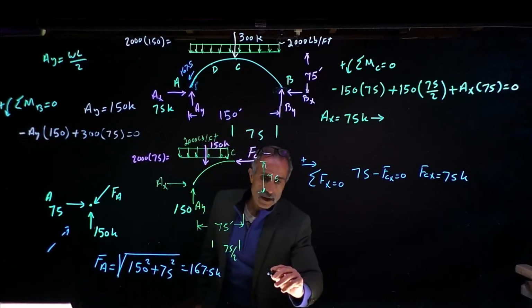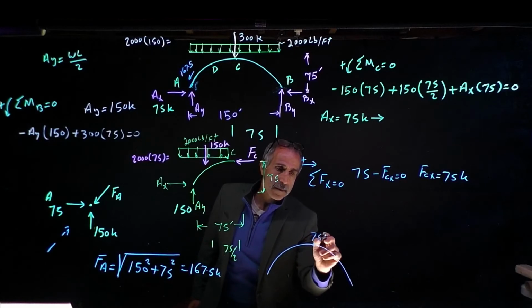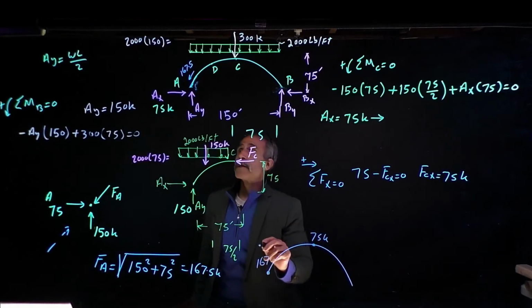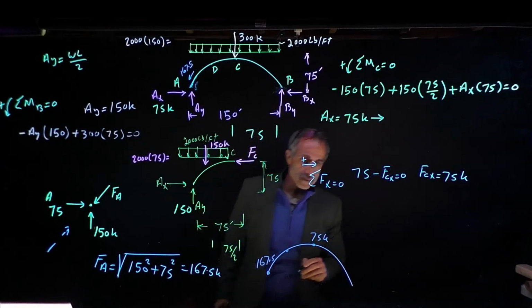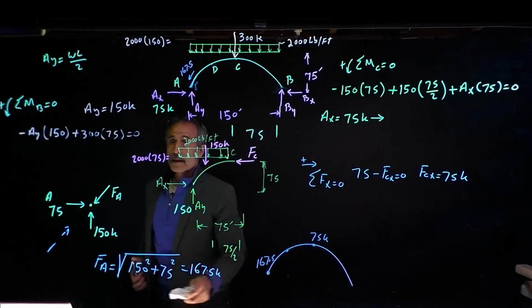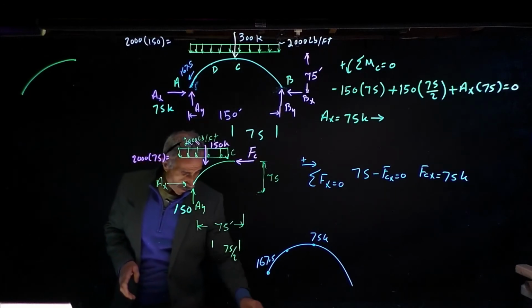So if I do my arch right here, the force here is 75 kip, and the force here is 167.5 kip. So what is right here? Let's figure that out. I'm going to come over here and erase this side. So what is at point D? I'm going to go ahead.